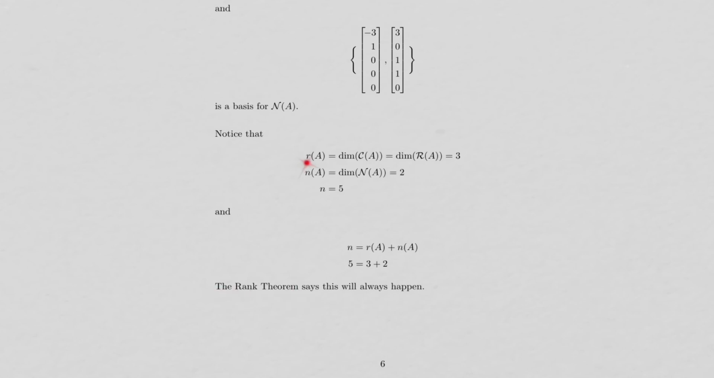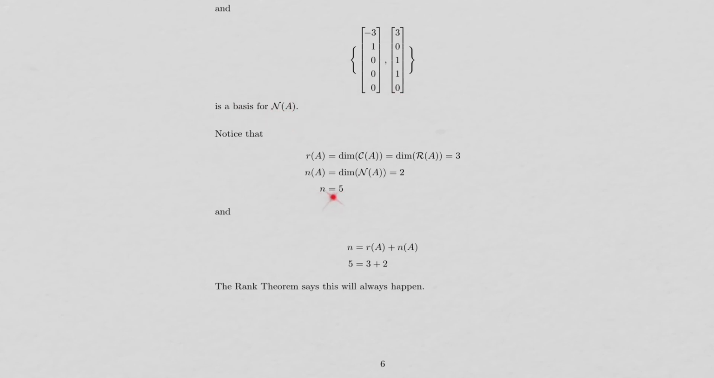So the rank theorem says that the rank of the matrix, which is equal to the dimension of the column space, which is also equal to the dimension of the row space, is the number of pivots. And the number of pivot columns we had was 3. And the nullity is equal to the dimension of the null space, which in this case was 2. Notice there are 2 vectors in the basis for the null space. So the dimension of the null space is 2.